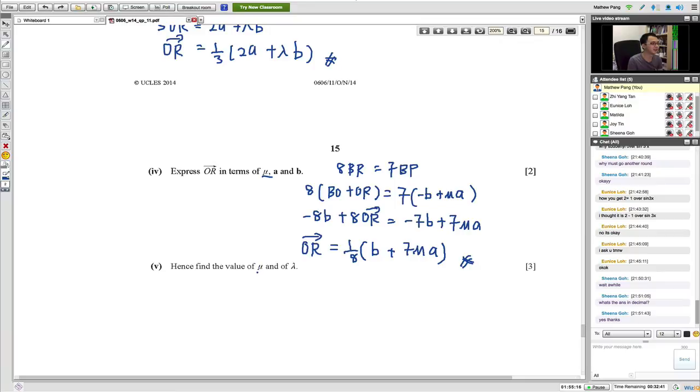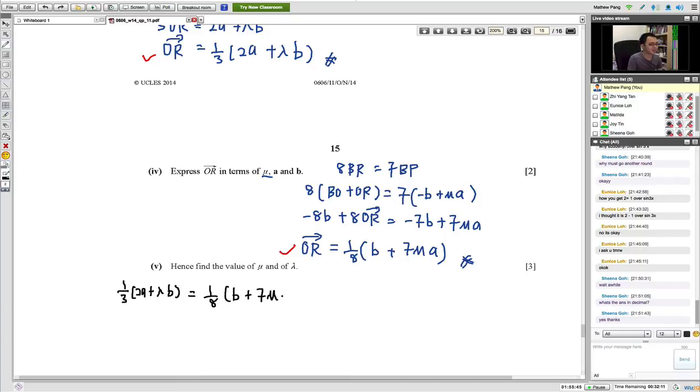Basically, you have this one in terms of OR already, right? This is OR and this is OR. Basically, you just need to substitute OR into the OR. Okay, so I will do that for you. So which is 1/3, 2a plus lambda b equals 1/8 b plus 7 mu a.